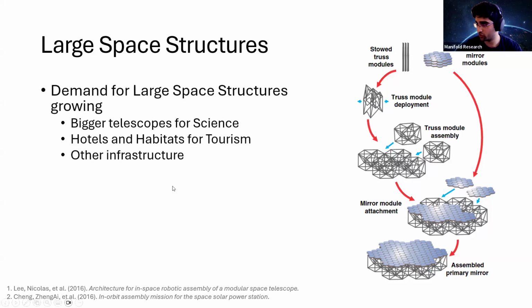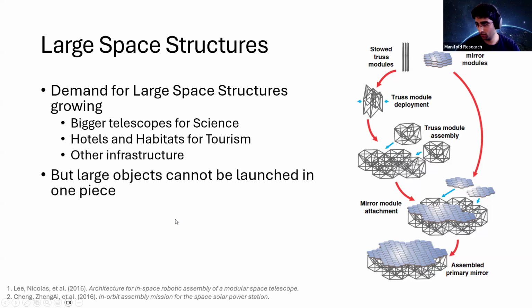I think these slides pretty much just say exactly what I said. Yeah, so there's a demand for large space structures. People want hotels, people want telescopes, other infrastructural things like refueling stations. You name it, people want it. They want to put it in orbit. We need large space structures.